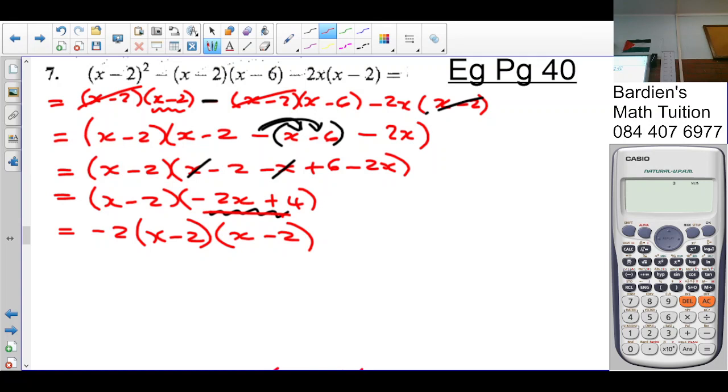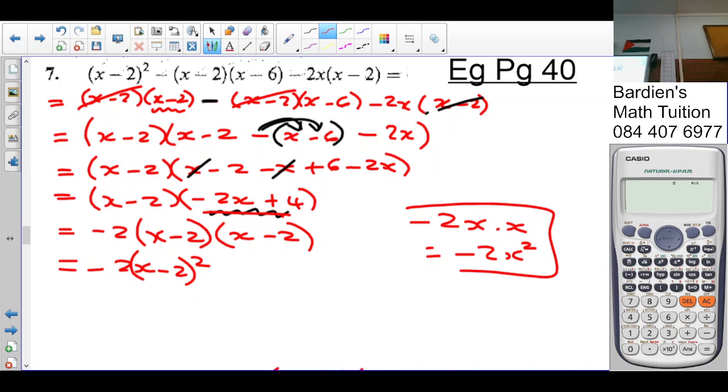It's exactly the same bracket being multiplied, so it's going to be written as negative 2 into x minus 2 squared. Remember, if you got negative 2x, do we leave it like that? No, we write it as negative 2x squared, not so? Likewise here, we write it out.